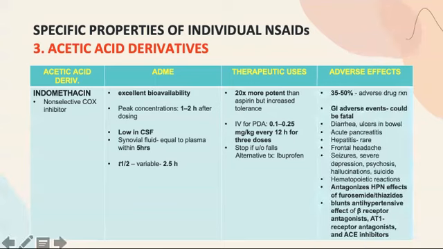A very high percentage, around 35 to 50% of patients receiving indomethacin, experience adverse drug reactions. GI adverse events are common and can be fatal. Elderly patients are at significantly greater risk. Diarrhea may occur and sometimes is associated with ulcerative lesions of the bowel. Acute pancreatitis has been reported, but is rare, though potentially fatal, as well as cases of hepatitis.